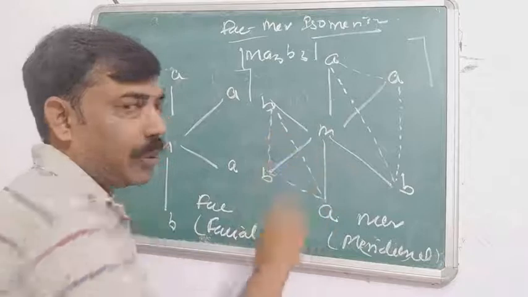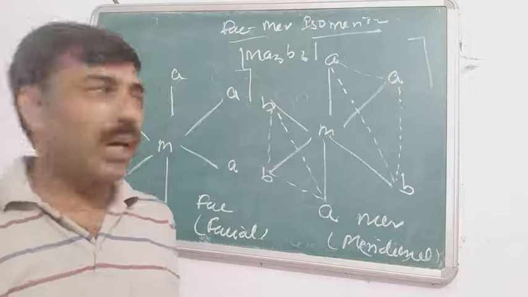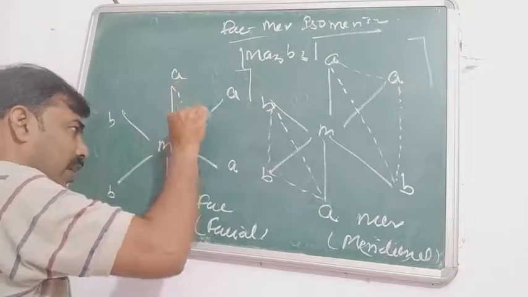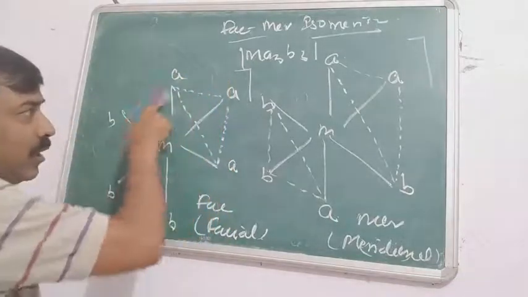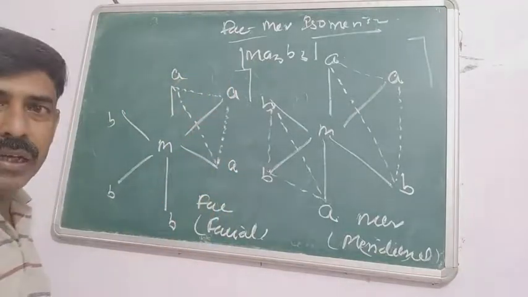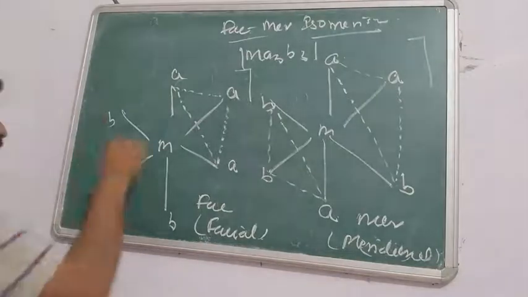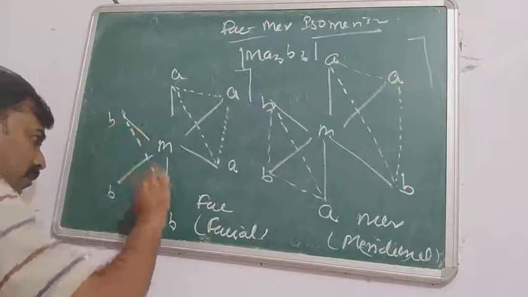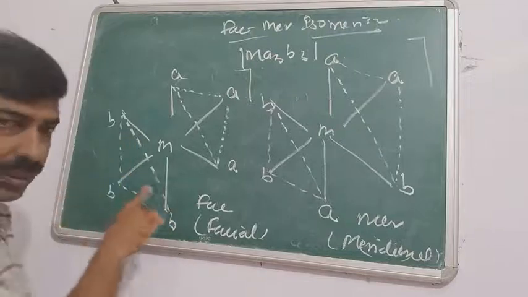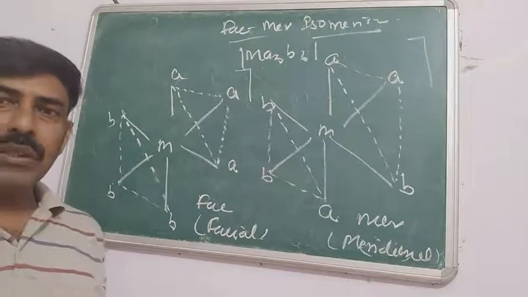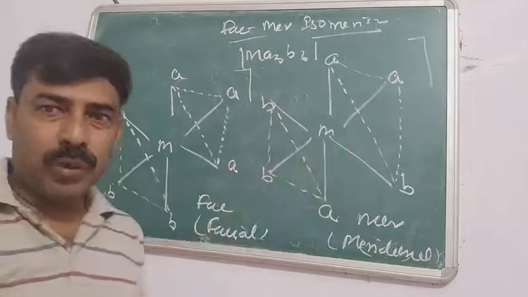So the members are different. But when you see the condition of the facial, the three members will be identical. You can see here, this is the condition. In this triangle, A, and again A, so all the points are identical. When you see the next one, this is the condition, and you will find again B, B and B. This condition is only possible in the case of the facial, not in the case of the meridional. So in the case of meridional, the three members will not be identical.